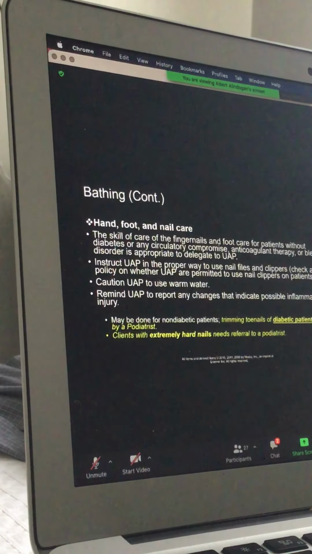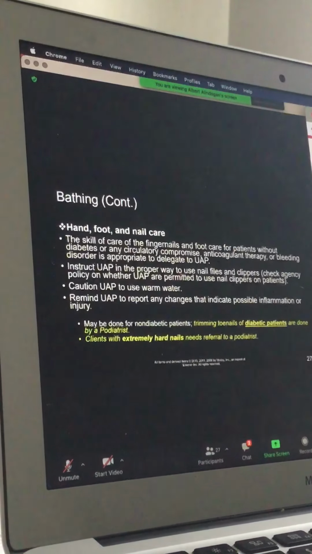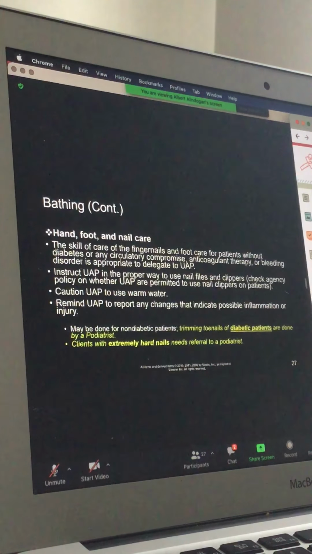All right, we go to hand, foot, and nail care. The care of the fingernails and foot care for patients without diabetes, pay attention to that. Without diabetes or any circulatory compromise or anticoagulation therapy or bleeding disorder, it is appropriate to delegate to your CNA or your unlicensed assistive personnel. Please keep this in mind. Very important in terms of delegation, and you will be tested with a lot of delegation questions again.